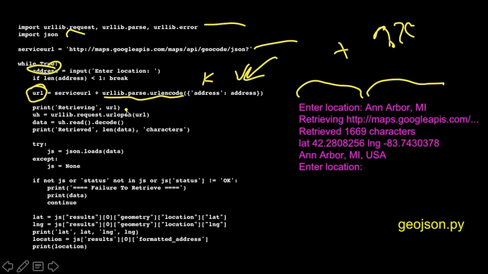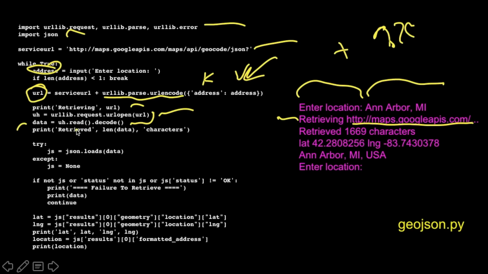So we print out that we're going to retrieve it, and if you look at this, it's too long, it has all that fancy stuff on it, and then we read it. We open it with URL open, and then we read it and decode it. So these two things: hit this URL, decode it. Read is bytes and data is a string, because we've decoded it.